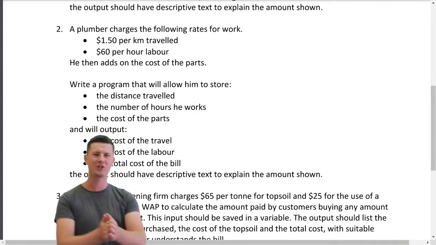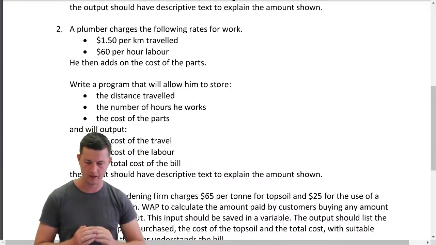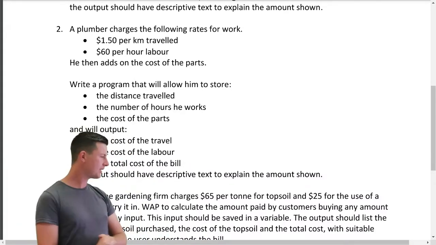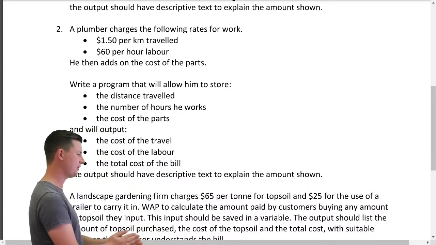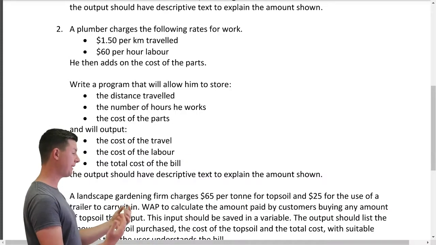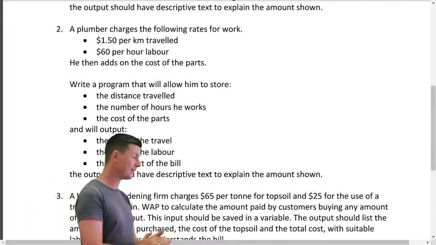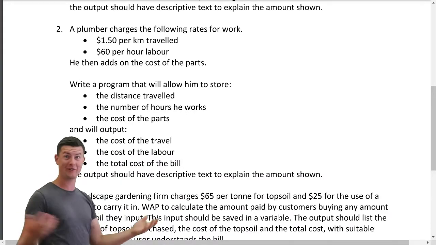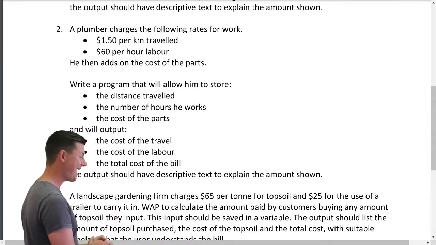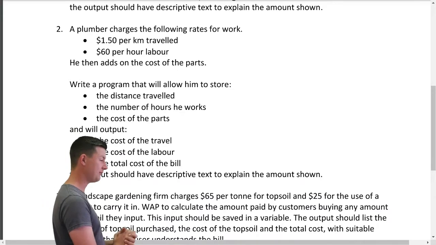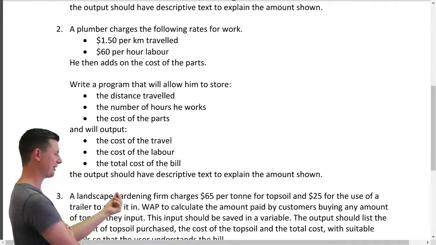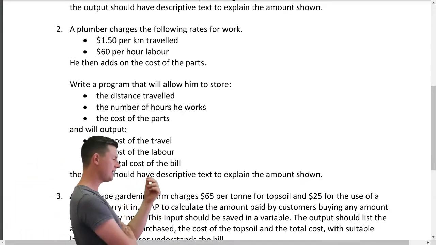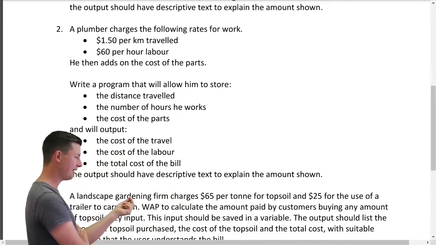Okay, question 2 of part 2 of our Python series. This one is looking very, very similar to our curtain program. Instead of making curtains, we have a plumber. He goes around fixing some pipes. Excellent. And he charges $1.50 per kilometer traveled. He charges $60 an hour.